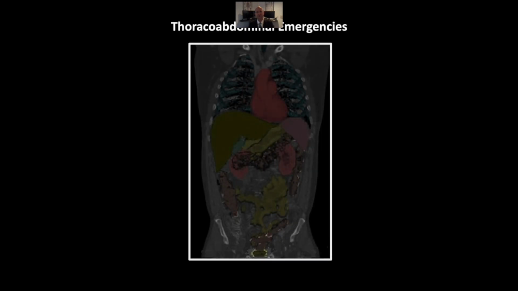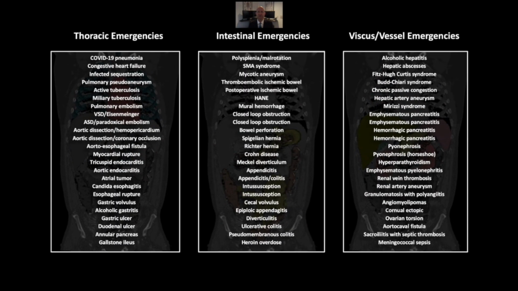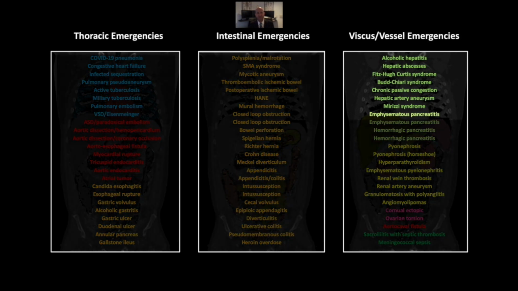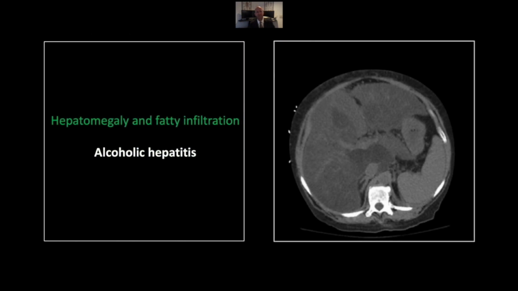Here is our agenda for this series, which I have broken into 9 sessions of 8 cases each, all grouped by organ system. Session 7, Hepatic Emergencies. We'll start with a case of alcoholic hepatitis.